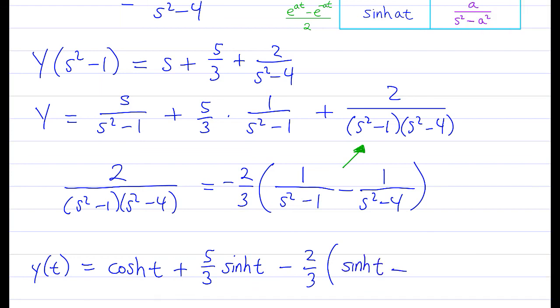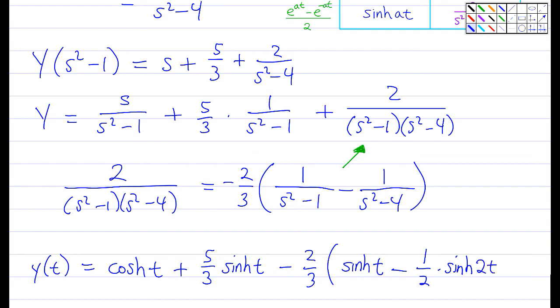Okay, this one's a little tougher. This looks like the transform of the hyperbolic sine of 2t, but that would mean that we need a 2 on the top, but we only have a 1 on the top. So I'm going to make it a 1 by multiplying by 1/2. And these are little tricks that you're going to use over and over again. Let's see if that works, right? The hyperbolic sine of 2t, when I take the transform of it, I get 2 over s squared minus 4. So when I multiply by 1/2, that gives me 1 over s squared minus 4.